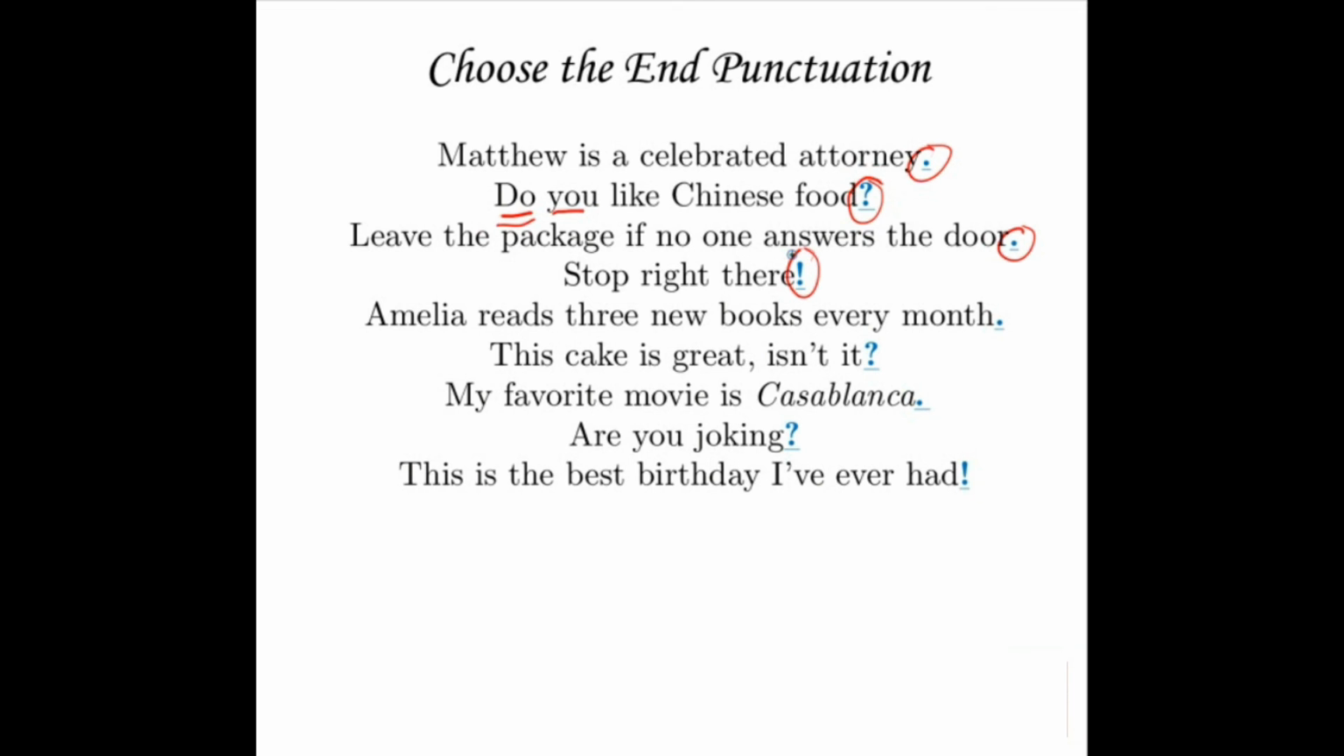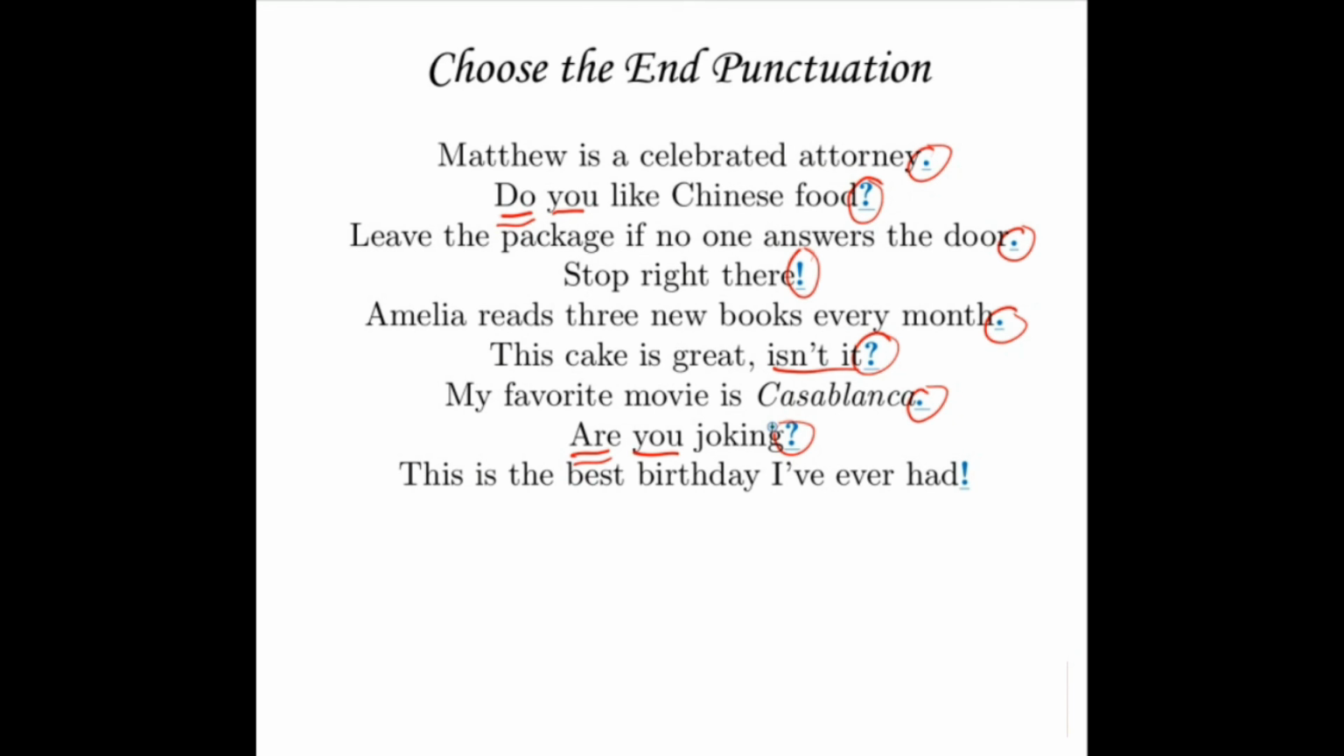Amelia reads 3 new books every month. That's a declarative sentence, so it ends with a period. This cake is great, isn't it? That isn't it is a question, so it ends with a question mark. My favorite movie is Casablanca, statement of fact, so it ends with a period. Are you joking? Once again, we have that inverted subject-verb order, and so it's a question and it ends with a question mark. Again, my voice when I read it, are you joking? You hear it go up, that's a question.